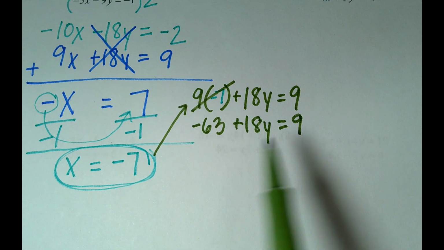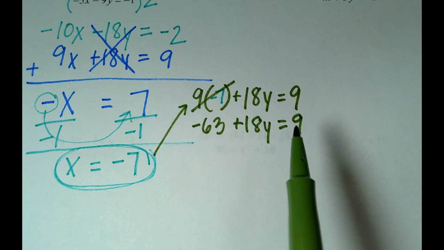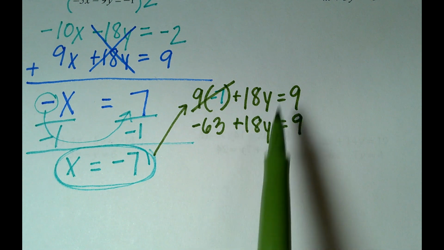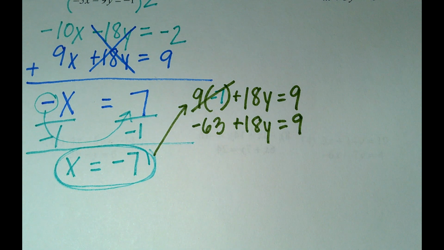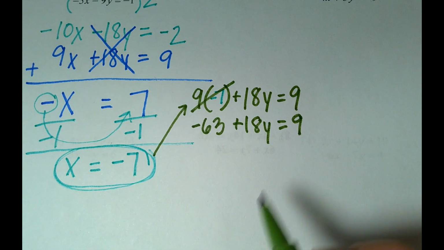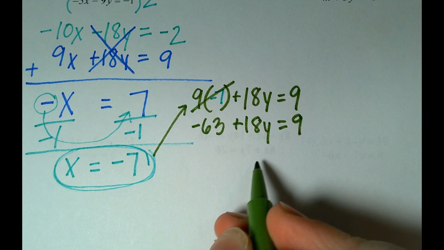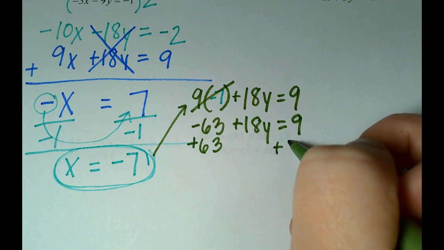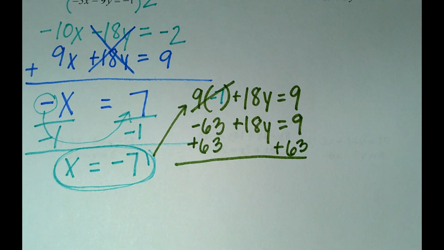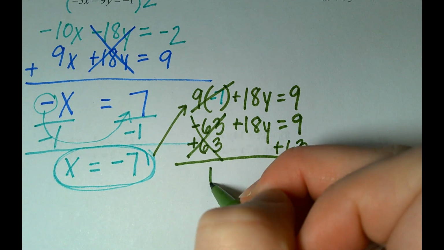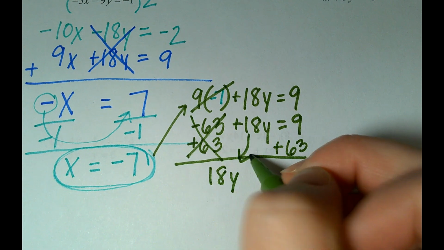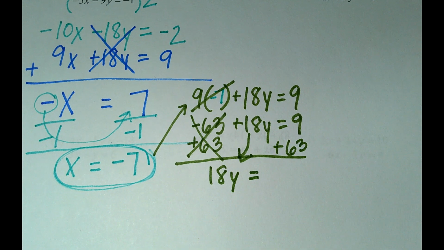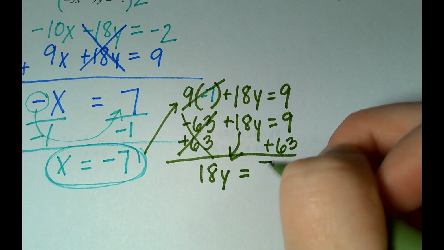And what variable are we solving for here again? Y. So I'm trying to get y by itself. What's the next step I could take to get y by itself? Add 63. Add 63 to both sides. Perfect. Okay, so my 63s will cancel. I'm going to bring down 18y equals, now I have 9 plus 63, and I got 72.